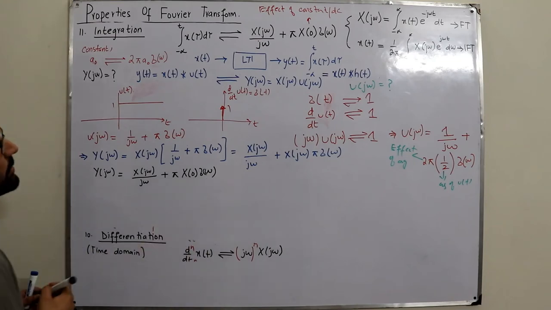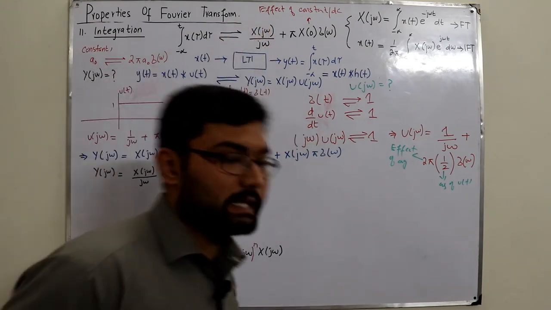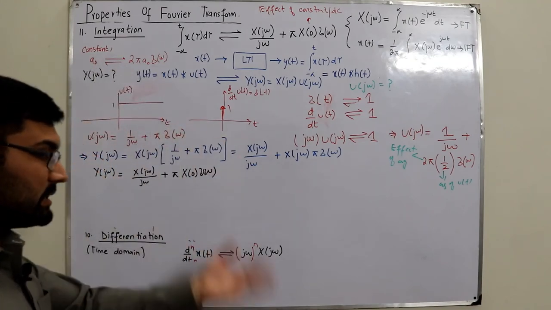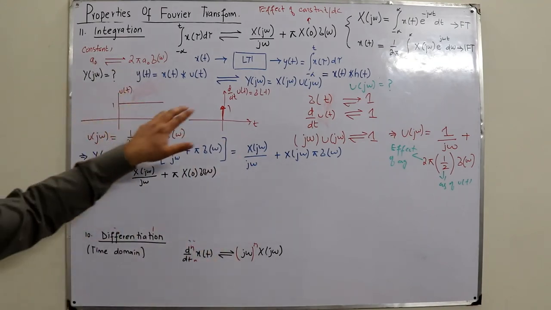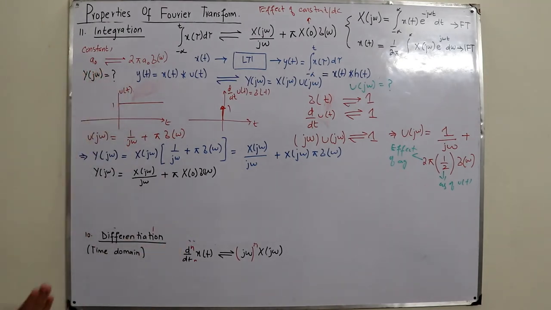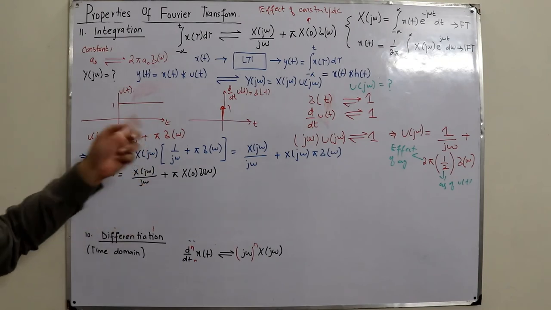And have we not proved this? We have proved the integration property as well. If you have any confusing point over here, let me revise it. U of j omega was unknown. U of t will have a corresponding U of j omega, which we cannot calculate directly by the formula.